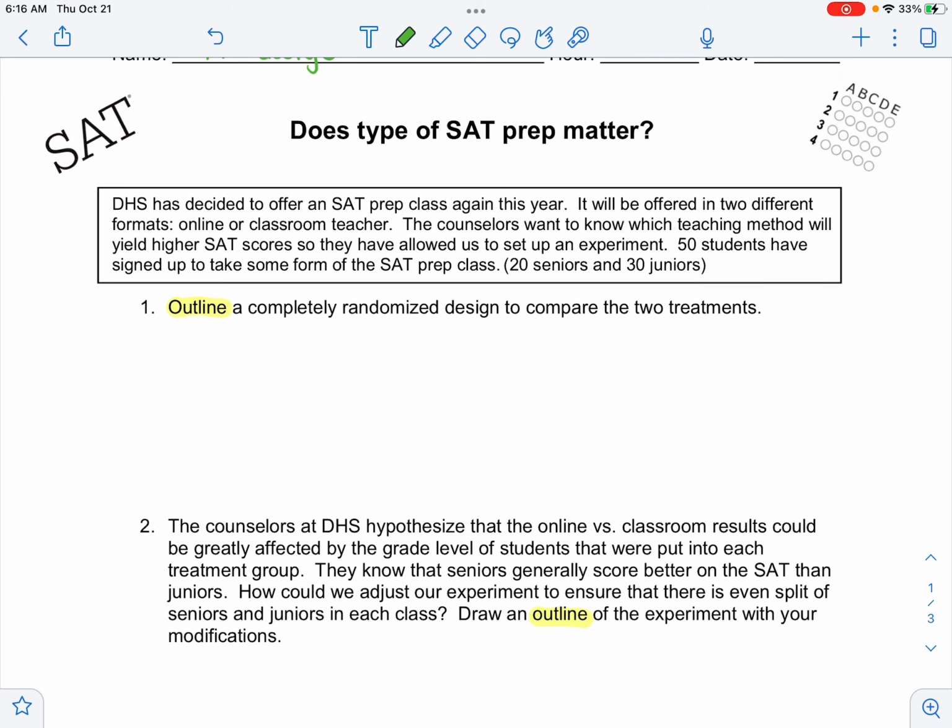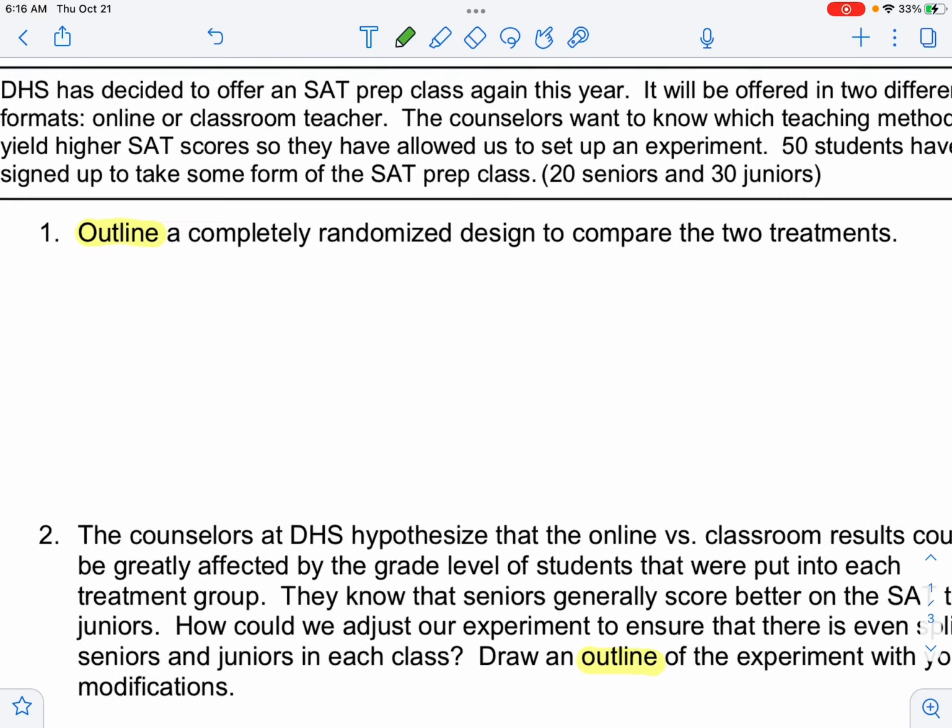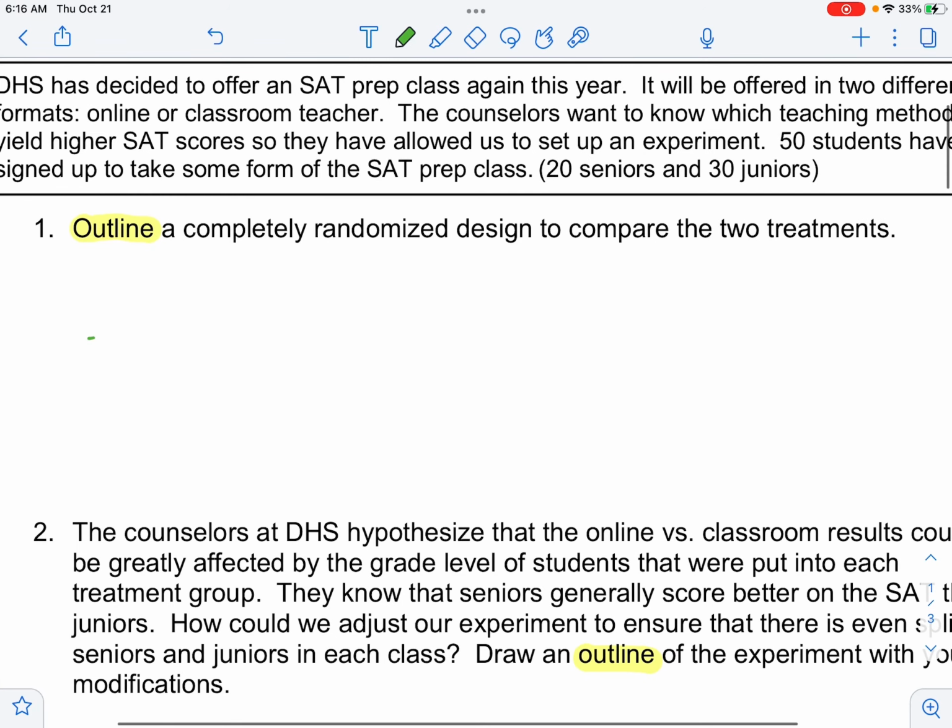So in this case, if I just want to do a randomized design, just very simple to compare the 2 treatments, I'm going to group all of the students together. So I'm going to take all 50 students. They are my experimental units. So we've got all 50. And I'm going to take them into some random assignment.